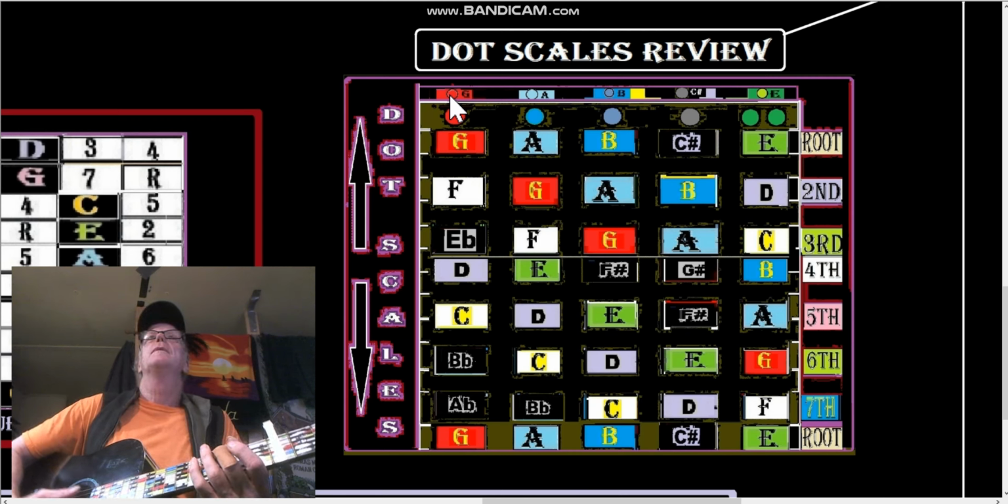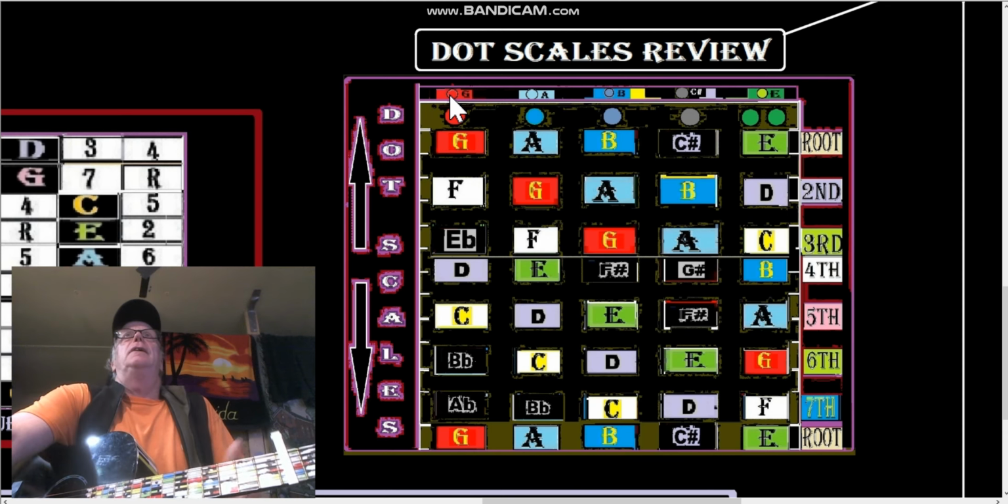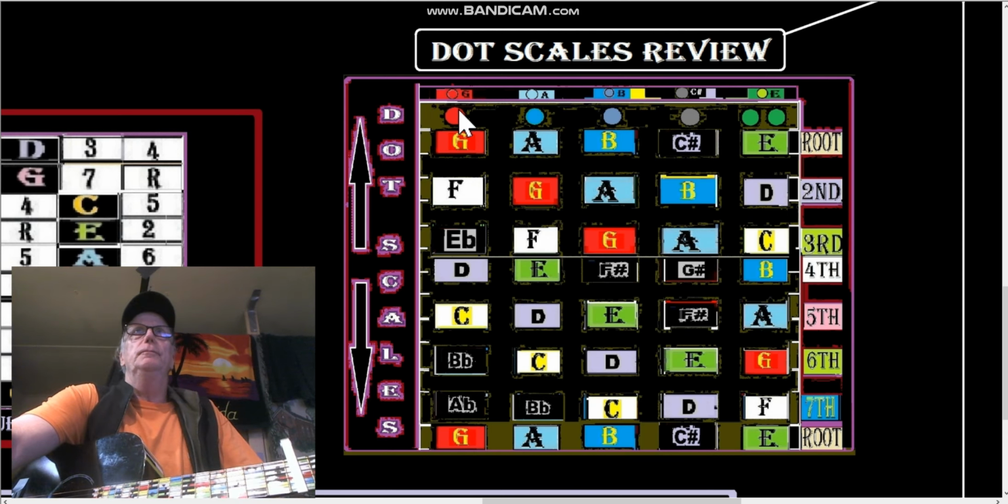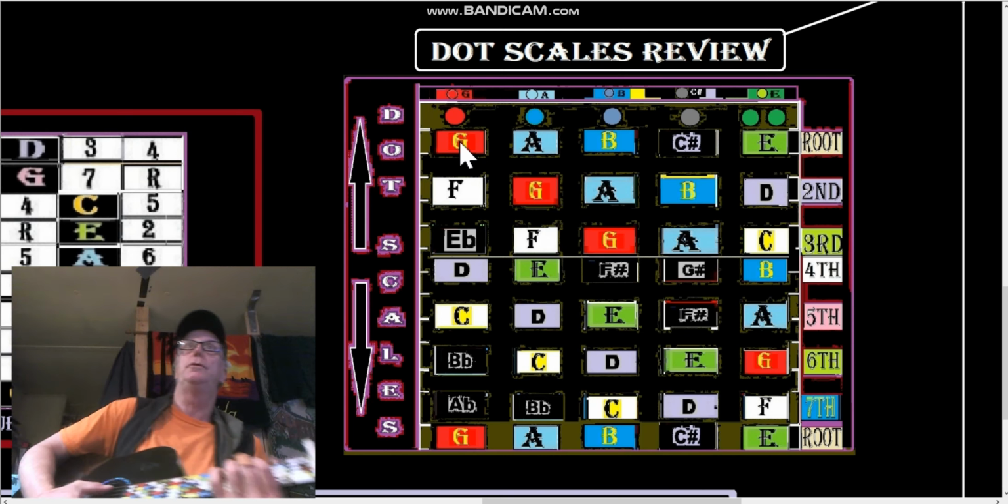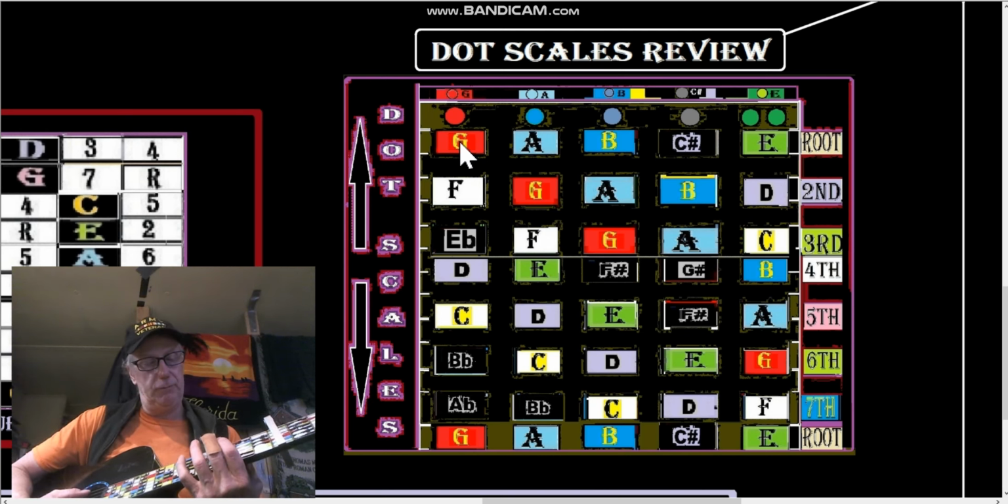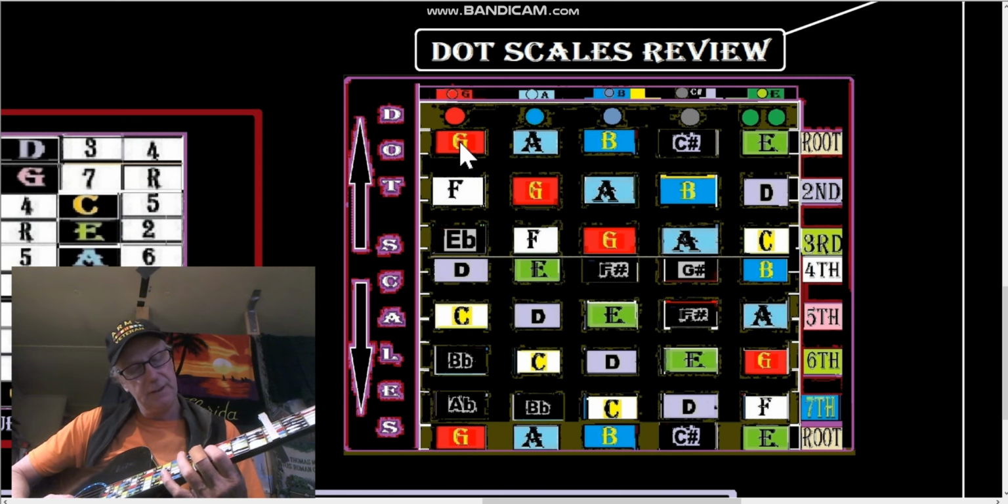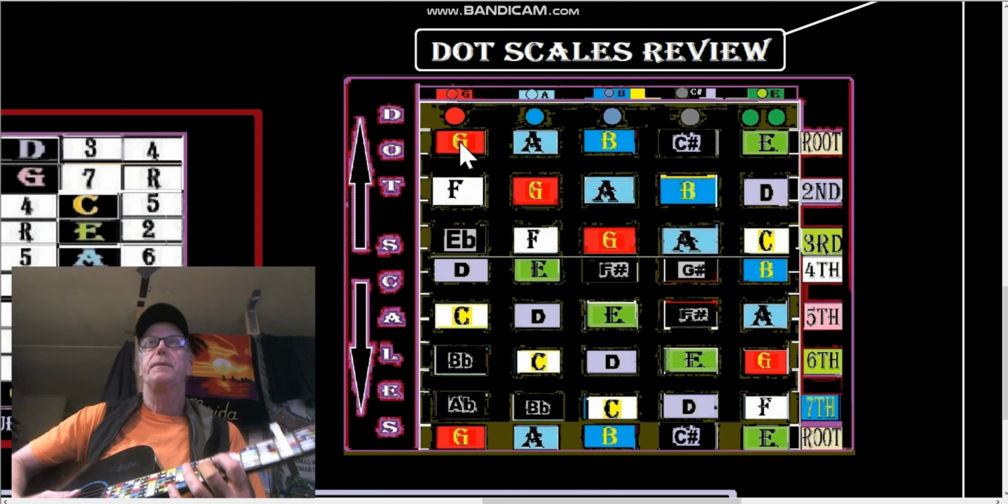So let's look at the G dot here. What I'm saying in this diagram, now look over here, this is important. This is like the key. In the key of G, that would be the root. So from the G dot, it would be the root. We could go root, 2, 3, 4, 5, 6, 7, root. Or we could do a long pattern, root, 2, 3, 4, 5, 6, 7, root.